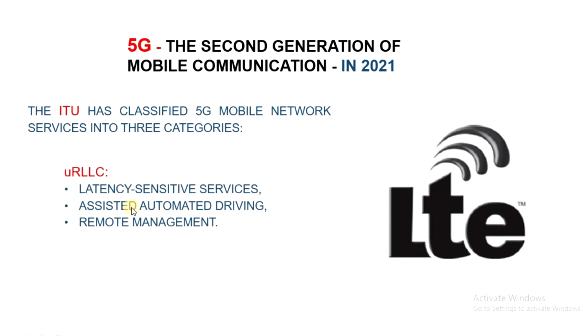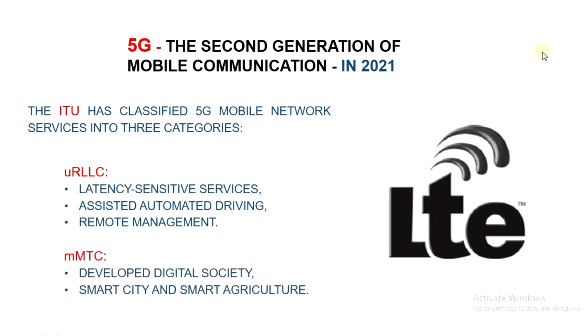On the other hand, the URLLC aims to meet expectations for the demanding digital industry and focuses on latency-sensitive services, such as assisted automated driving and remote management. On the other hand, the mMTC aims to meet demands for a further developed digital society and focuses on services that include high requirements of connection density, such as smart city and smart agriculture.